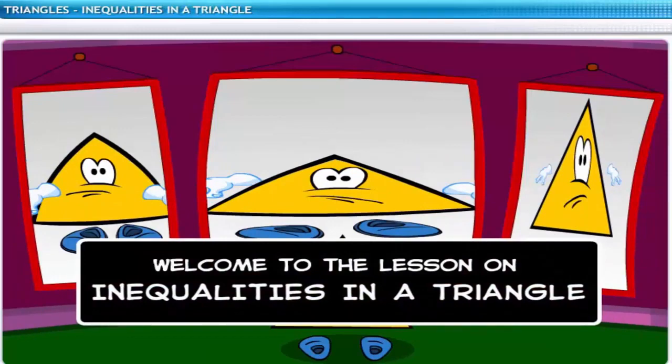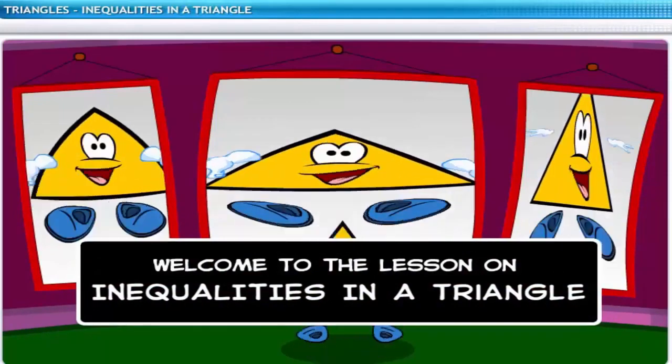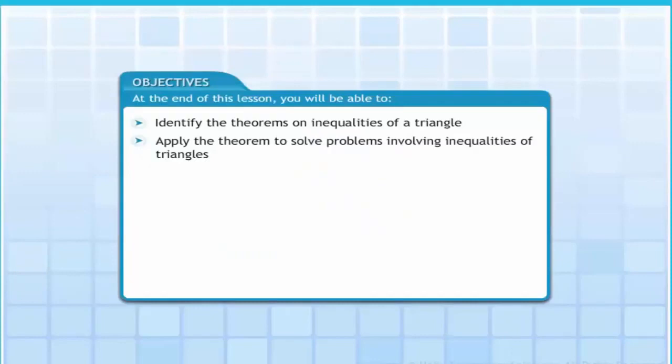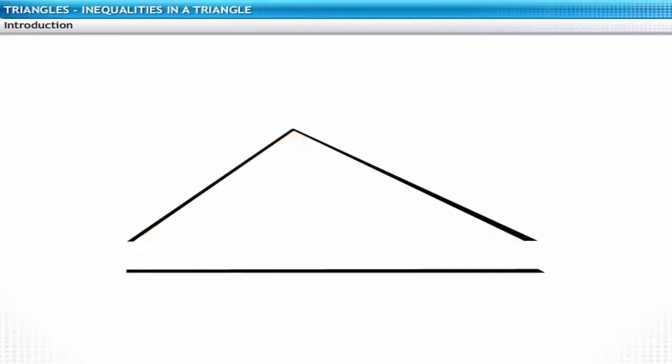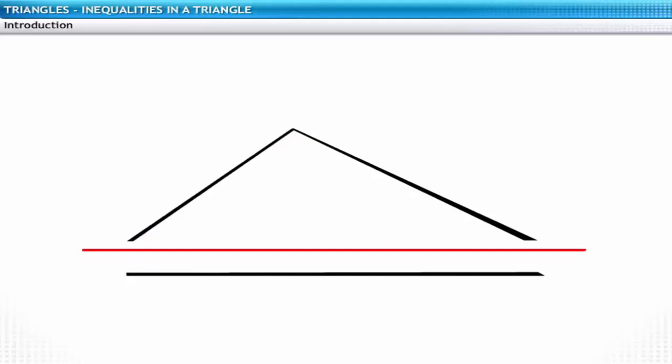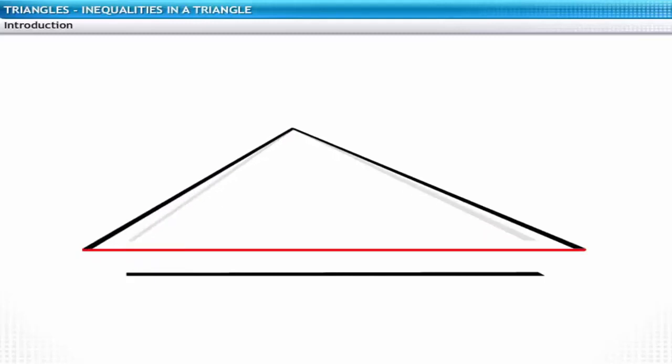Welcome to the lesson on inequalities in a triangle. At the end of the lesson, you should be able to identify the theorems on inequalities of a triangle and apply the theorem to solve problems involving inequalities of triangles. A triangle has three sides. Three angles are included by the three sides. If we replace one side with a longer side, the measure of the three angles change. This says that the angles and the lengths of the sides are proportional.